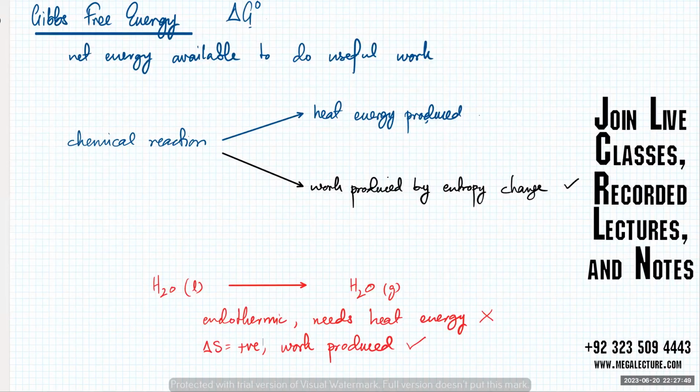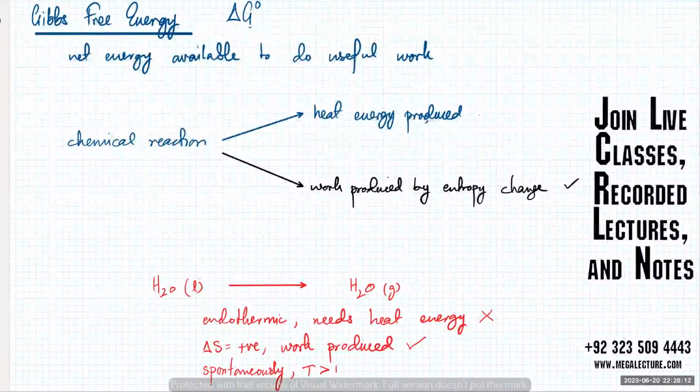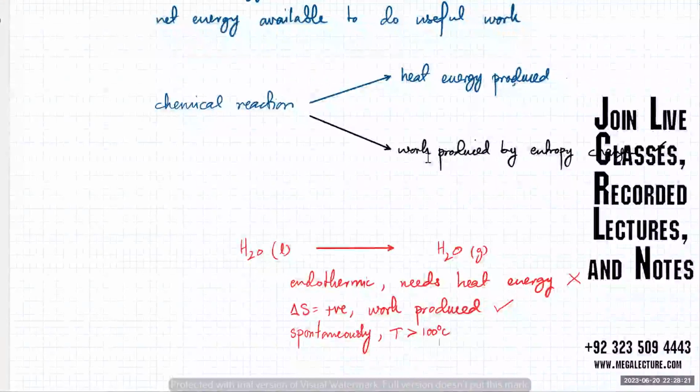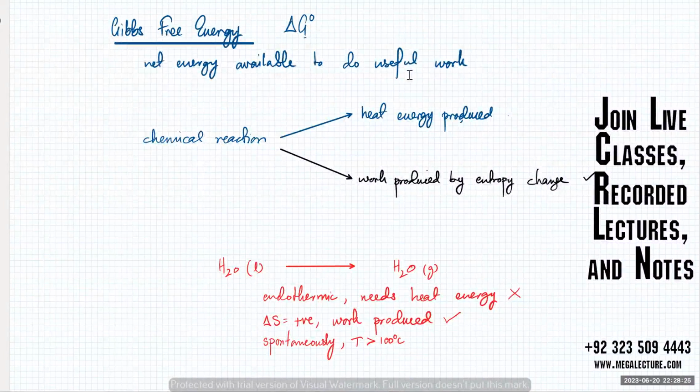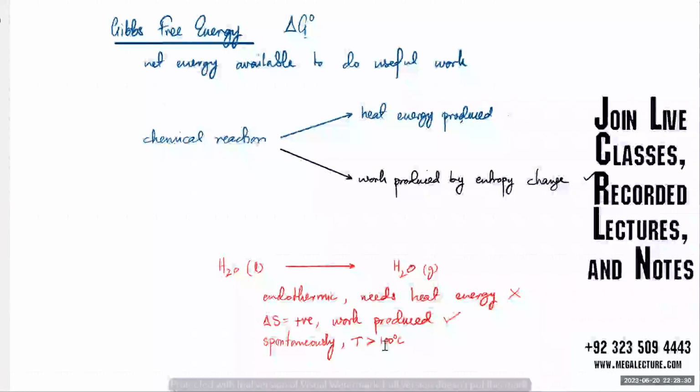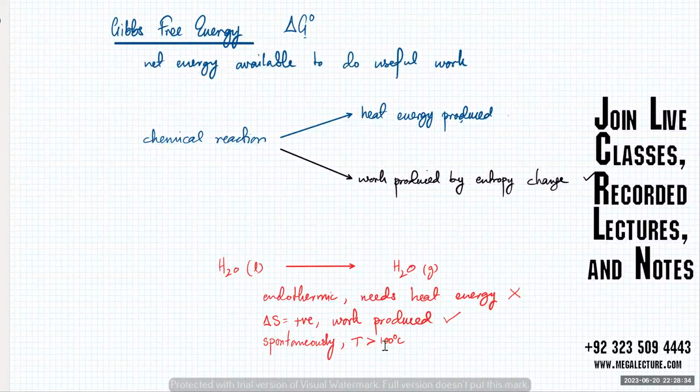So at what point do you think the reaction will be spontaneous? At what temperature do you think this reaction is spontaneous? 100 degrees. So that means the reaction will happen spontaneously if the system has a temperature greater than 100 degrees centigrade, because then it will turn into gas. And at the same time, when it turns into gas, it's going to produce work due to entropy. So at temperatures above 100 degrees centigrade, it does not need extra energy from outside, because it's got sufficient energy to do everything on its own. That means at temperatures greater than 100, its total net energy, the Gibbs free energy, is negative. Negative means that it's got sufficient energy and does not need energy from outside. Is that clear?